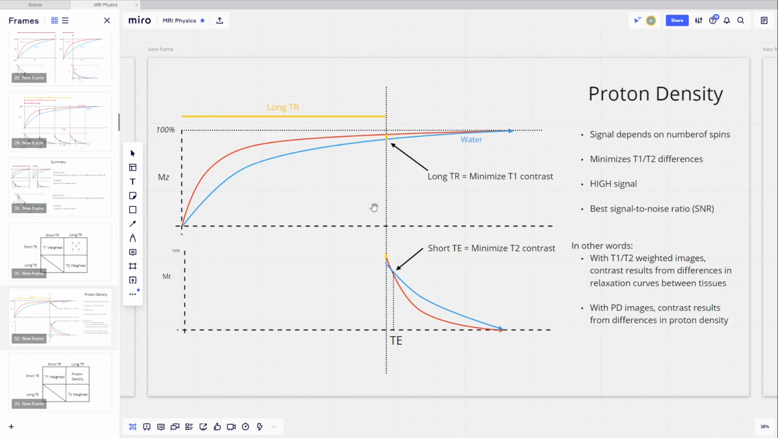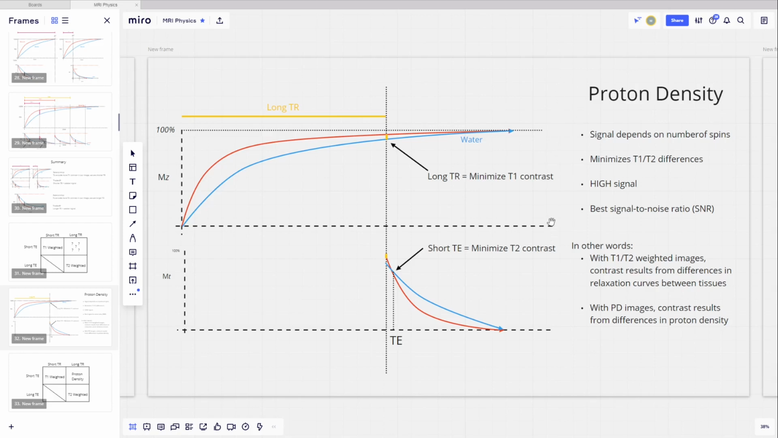So if you're minimizing the contribution of T1 and T2, if you're basically saying, I don't care about the difference in the way that these different tissues relax, what are you left with? What's the only thing, where's your signal coming from? And in this scenario, it just simply depends on how many spins do you have. What's the density of spins? Things that are more dense, things that have more spins, are going to have more signal and are going to be on a higher curve. That's your proton density weighted image.